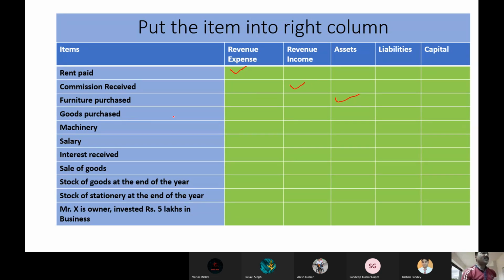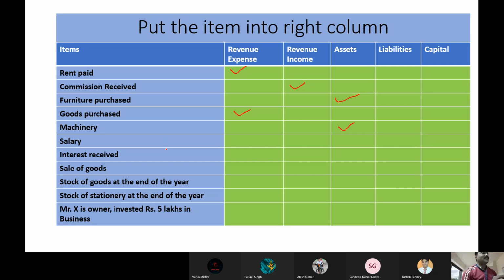Now goods purchase. We purchase goods every year, every month, so it will be revenue expenses. Machine. But a machine we use over a long period of time for production purposes. So it is not a revenue expense, it's a capital expenditure. The expenditure which increases the capacity of our assets or production and which we use over a long period of time is called assets. Okay.